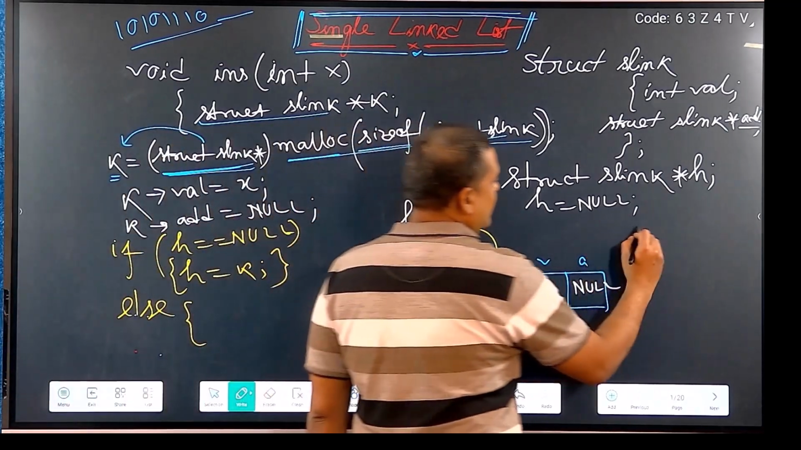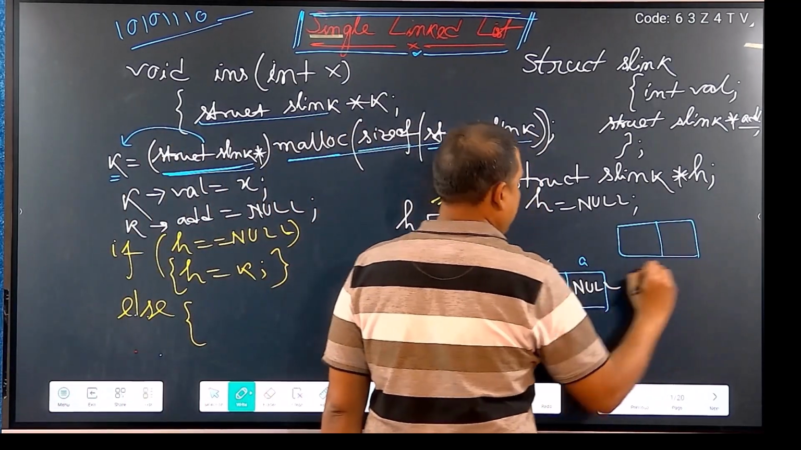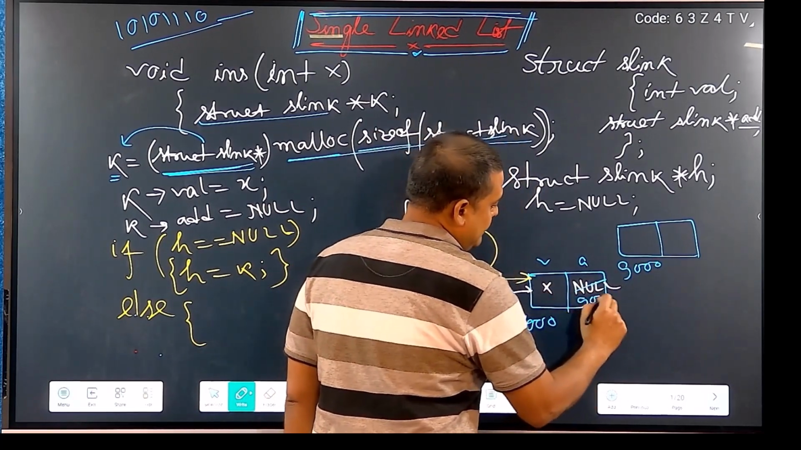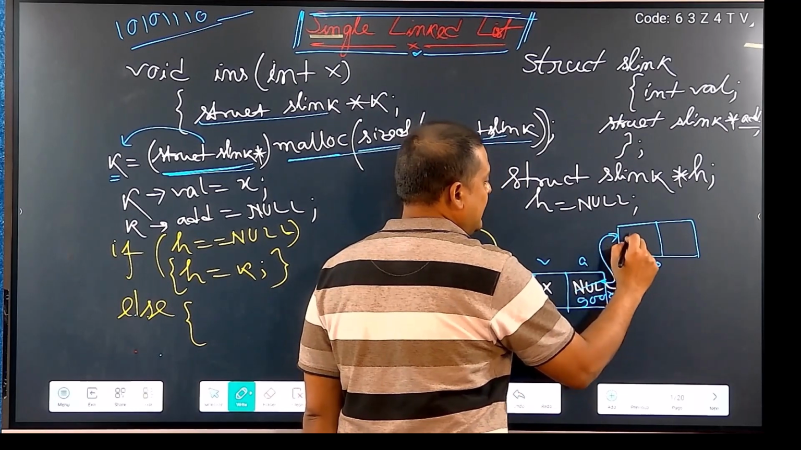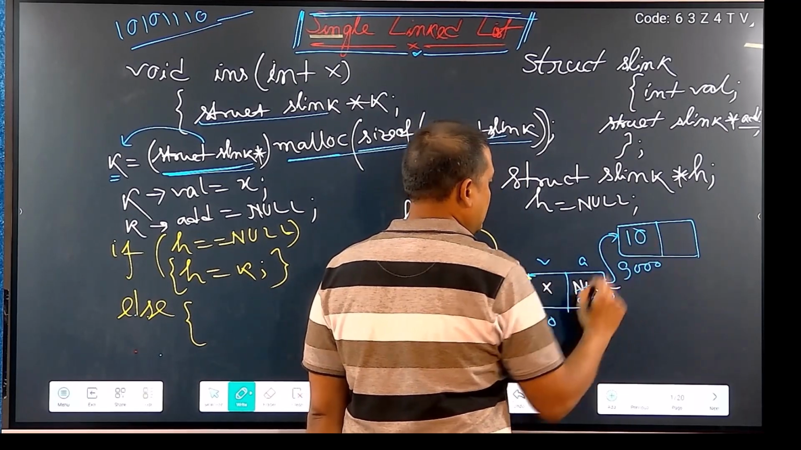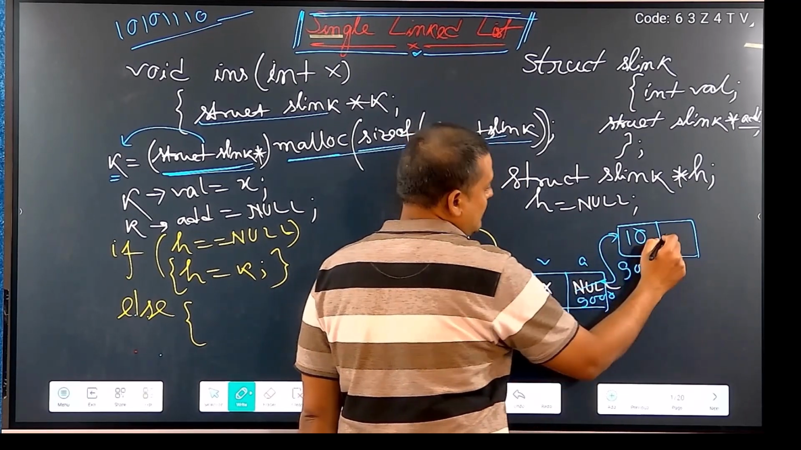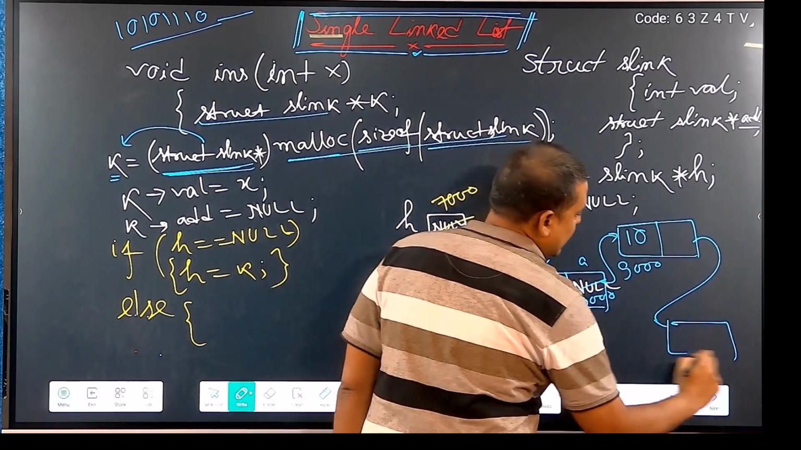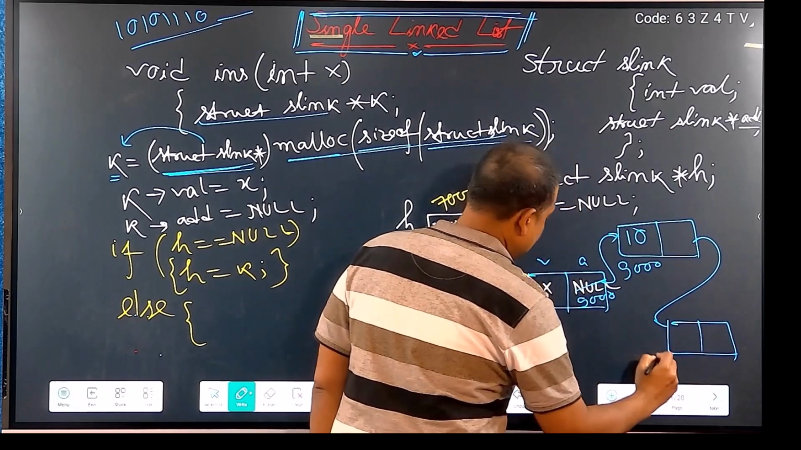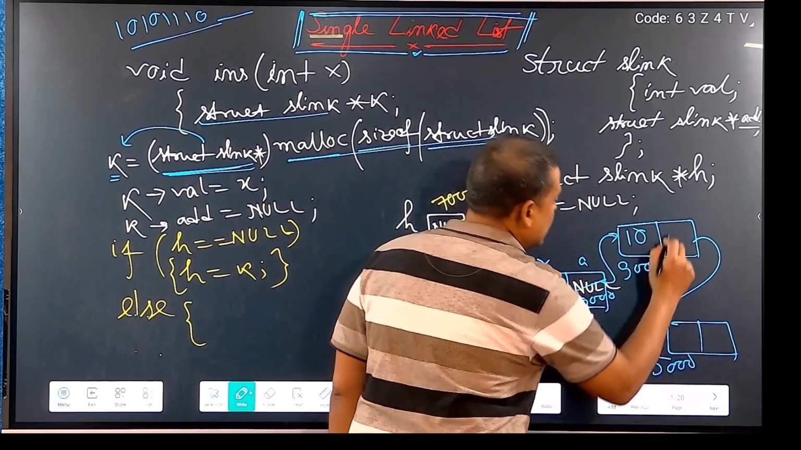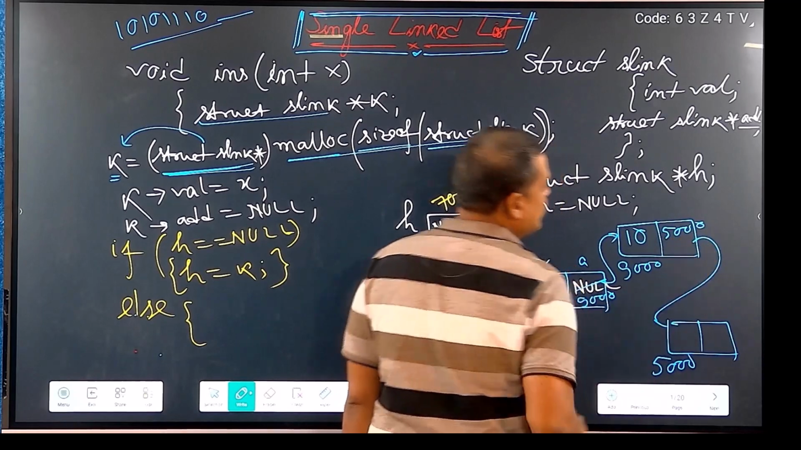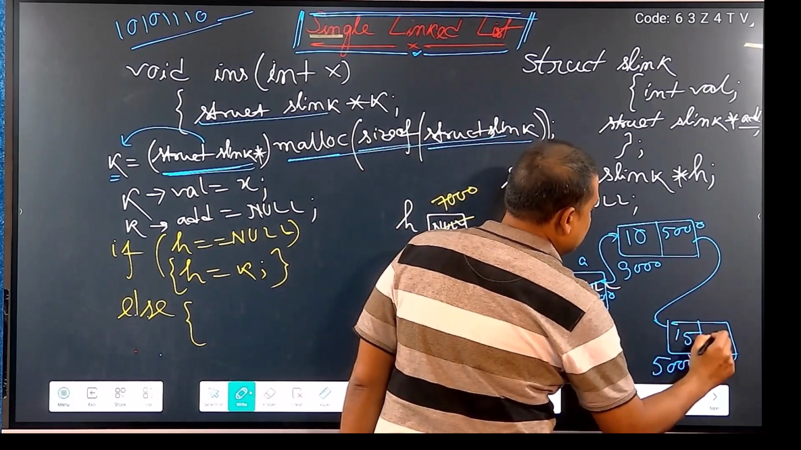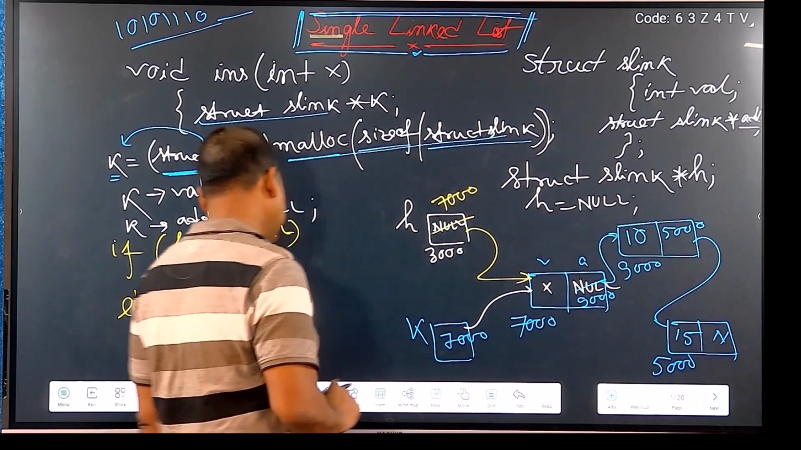There are some nodes, this is one node here. Say for example, this is 9000. So, 9000 is here, this is pointing to this one, here the value is 10, and this is again pointing to another location. Say for example, this is 5000. So, 5000 is here. Here the value is, say for example, 15 and this is null. Now, this is the scenario.